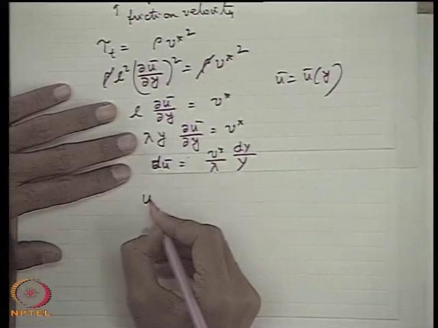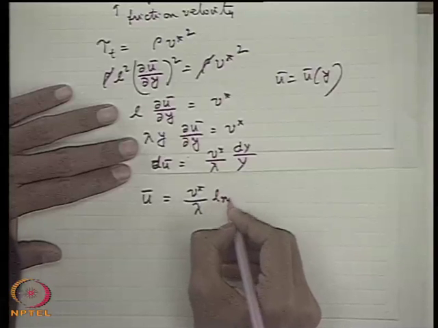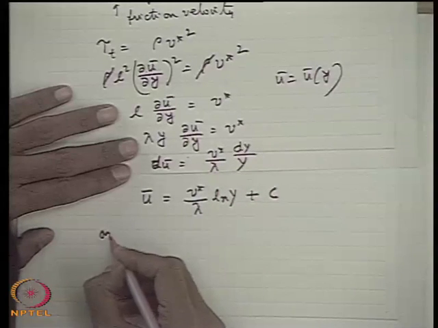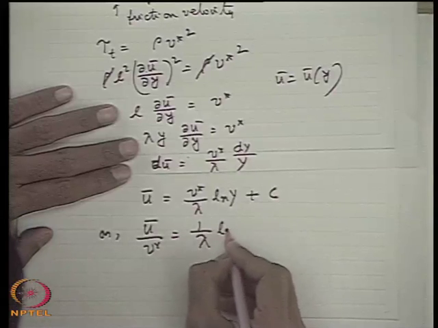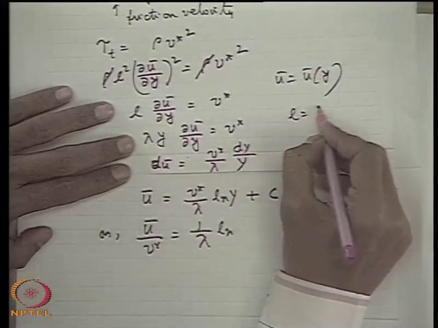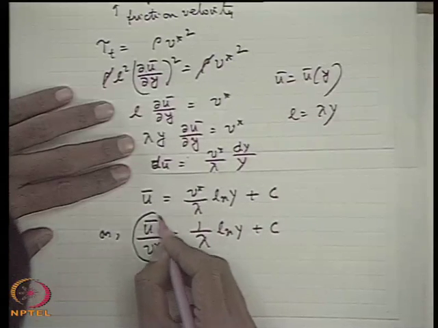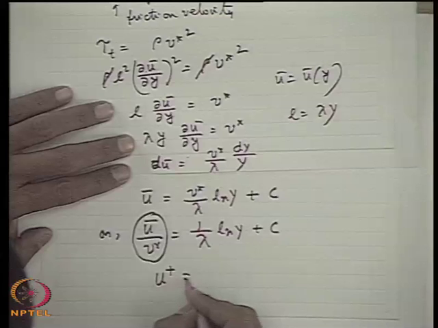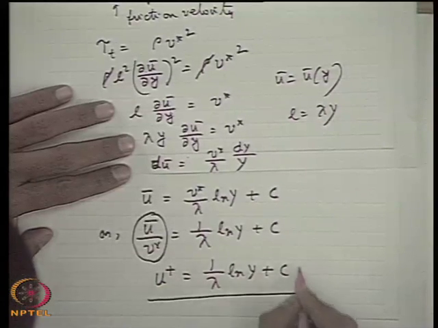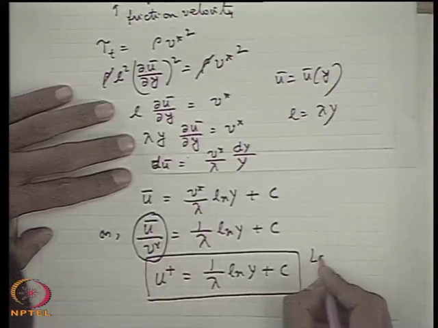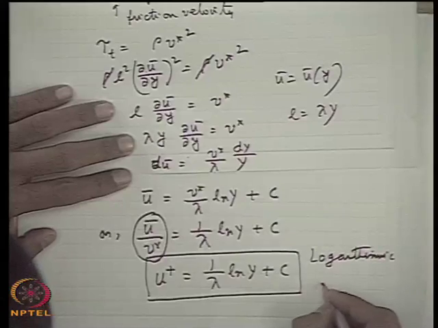Therefore we can write u bar is v star by lambda ln y plus some constant, or u bar by v star is 1 by lambda ln y plus c, where lambda is the von Karman coefficient, since L is equal to lambda y, which we have substituted here. This is a dimensionless velocity, defined as u plus, equal to 1 by lambda ln y plus c. So this is the law near the wall and is known as the logarithmic law. The constants are found from experiments.